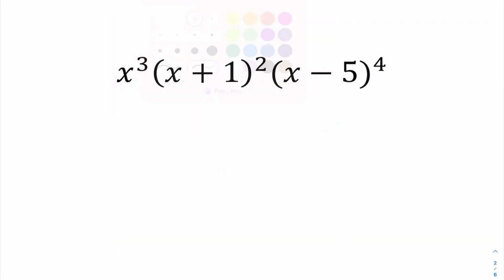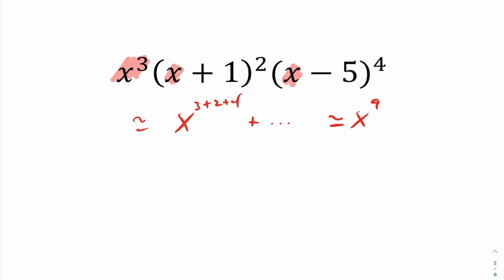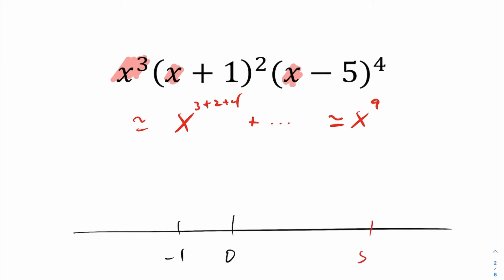Let's try another. For the next example, same idea. We want to find the value of the leading coefficient here. Well, we have here x cubed, x to the power of 2, and then an x to the power of 4. So putting this all together, the leading coefficient will be x to the power of 3 plus 2 plus 4, which gives us a leading coefficient of x to the power of 9. Labeling our roots here, we have a root at 0, a root at -1, and a root at 5. And now once again, we can see that as x gets infinitely large, our end behavior becomes positive infinity.